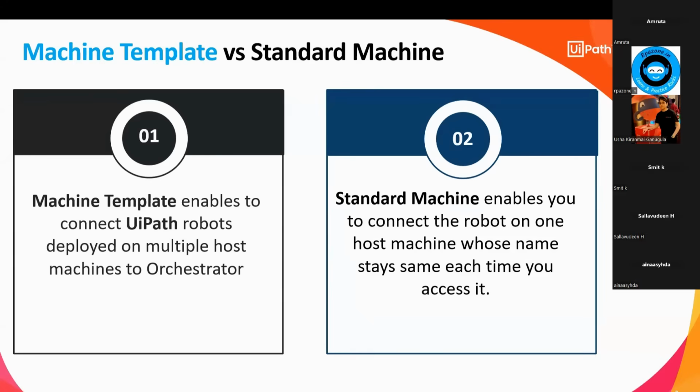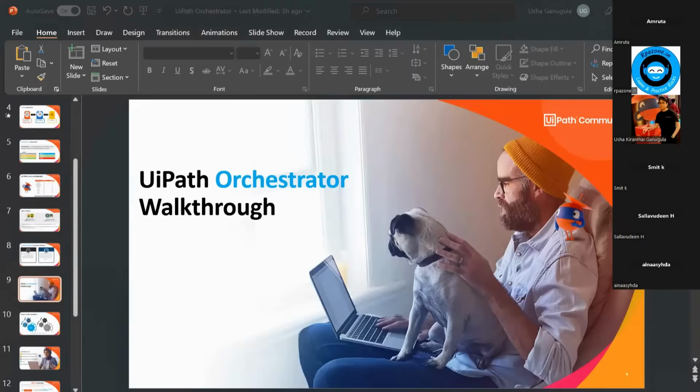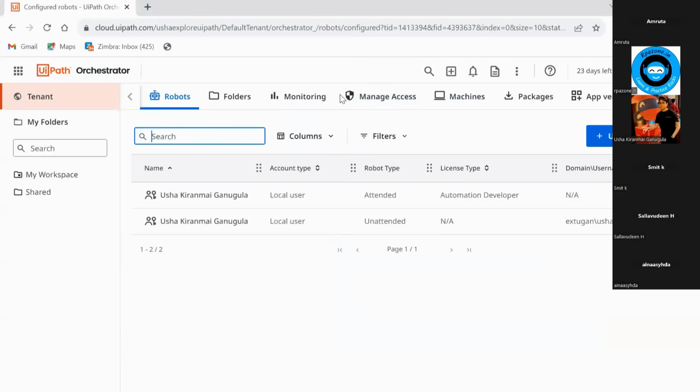Perfect, guys. Now it's the right time for the Orchestrator walkthrough. I will log into my UiPath Automation Cloud. Very nice, so this is my UiPath Automation Cloud. The moment I access it, I see a first word called tenant. Right, so what is actually a tenant?